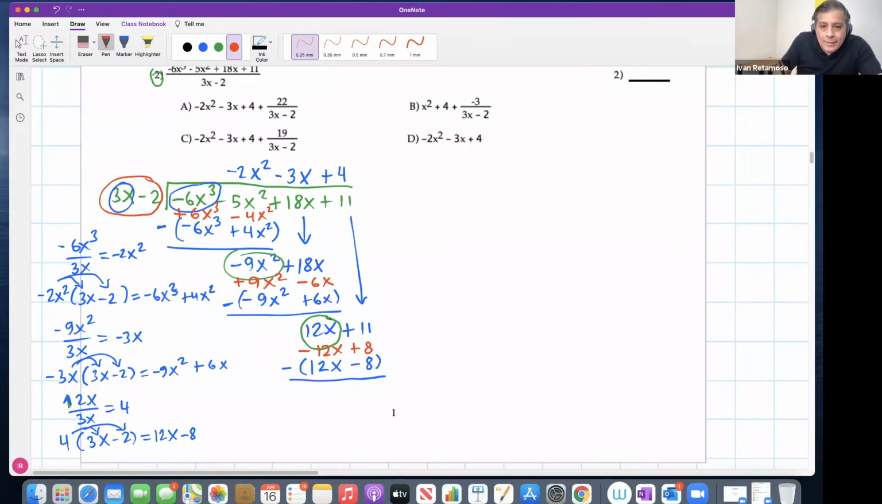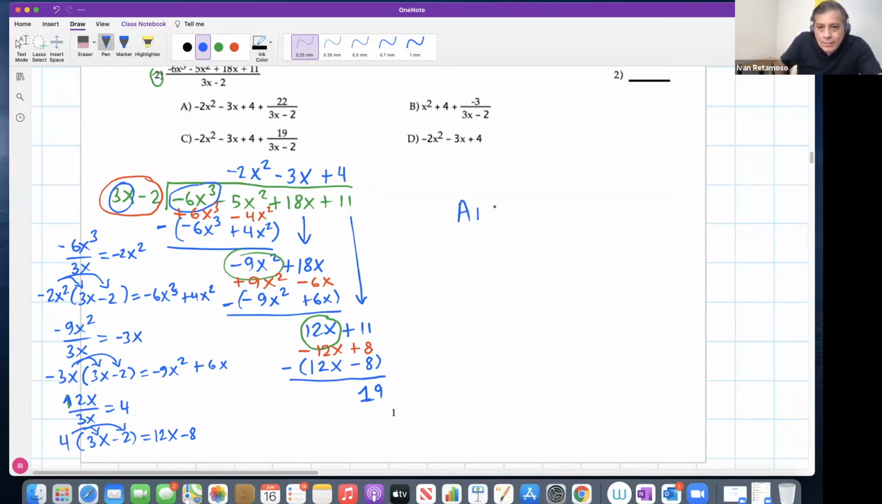But now this will be 0, I forgot about this. 11 plus 8 is 19, right? 19. And then that's it, because there is nothing else to bring down. It ends here. Notice this division is not exact. It's showing me a remainder, right?